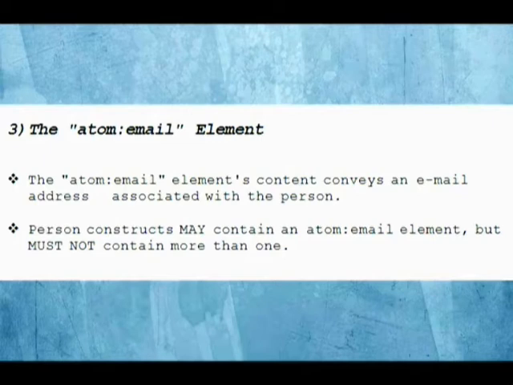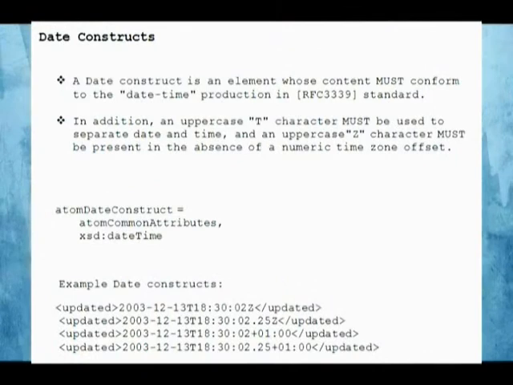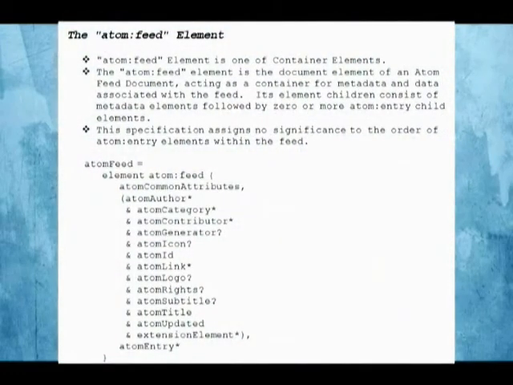The atom:email element. This element's content conveys an email address associated with the person. Person constructs may contain an atom:email element, but must not contain more than one. Date constructs. A date construct is an element whose content must conform to the date-time production in the RFC 3339 standard. In addition, an uppercase T character must be used to separate date and time, and an uppercase Z character must be present in the absence of a numeric time zone offset.